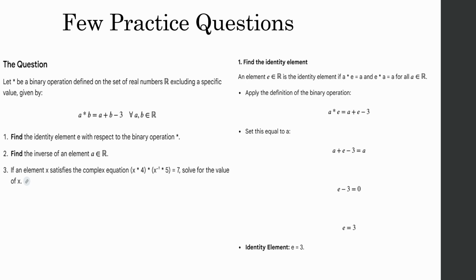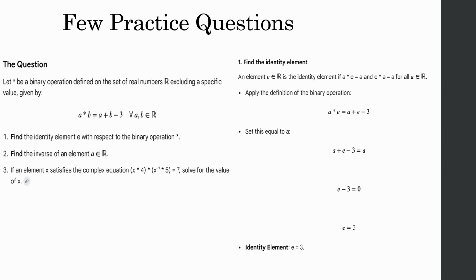Alright, the next question. Let's say star be a binary operation defined on the set of real numbers R, given by a star b equal to a plus b minus 3, where a comma b are real numbers.